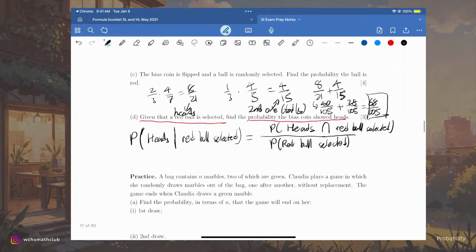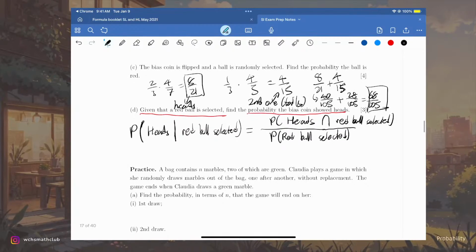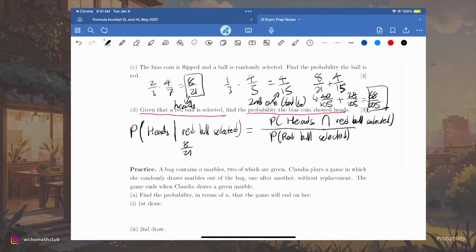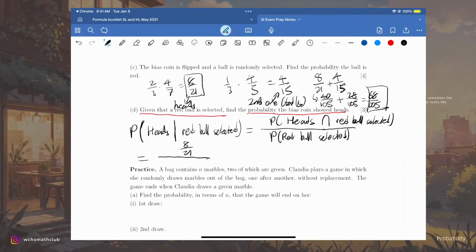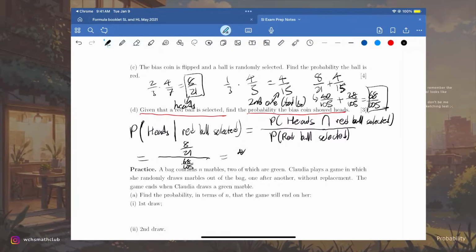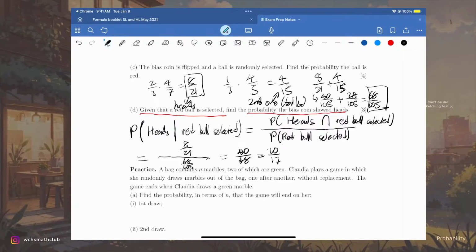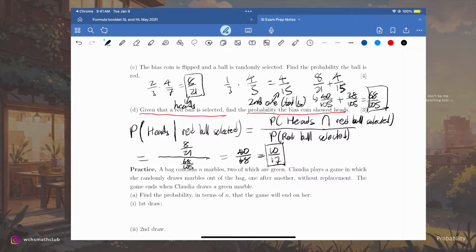So as we derived earlier, this is the probability that a red ball is selected and we have heads. So the numerator would be 8 over 21. And in the denominator, we have the total probability that a red ball was selected, which is, as we did in part C, 68 over 105. And if you simplify this, which I'm about to do, you get 10 over 17, which is the probability that the biased coin showed heads.